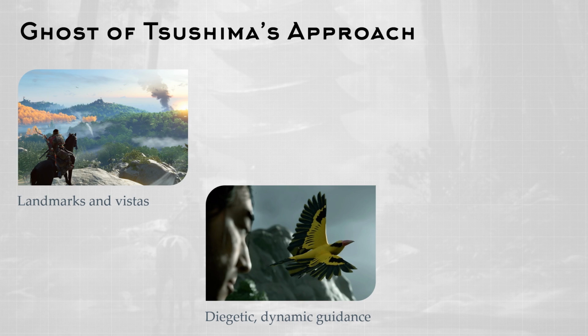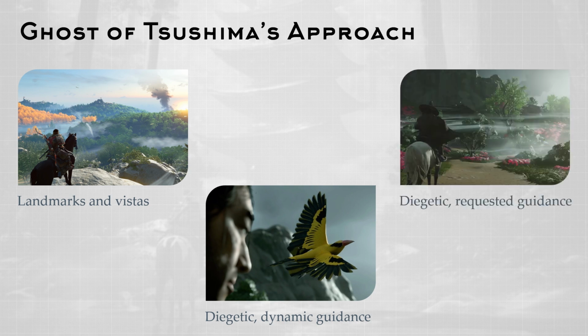And then there's a focus on diegetic dynamic guidance. Those golden birds are actually a system programmed into the game. The developers didn't place individual birds where they might appear. It just depends on the distance between the protagonist and an interesting location whether a bird will appear. And this is of course a diegetic element because these birds are actually part of Tsushima Island and you would just expect them to live there.